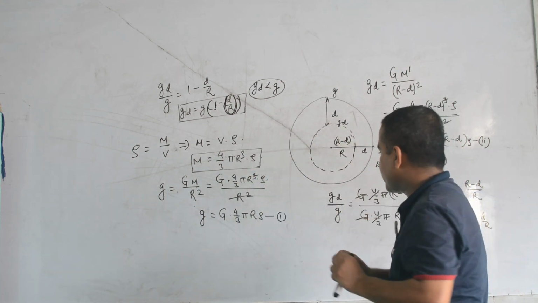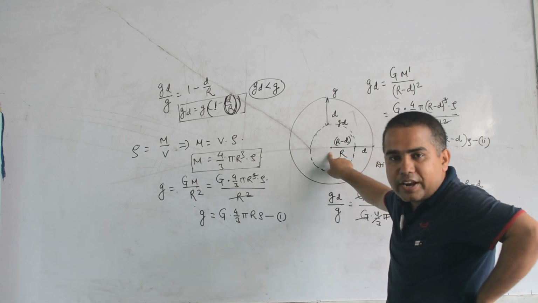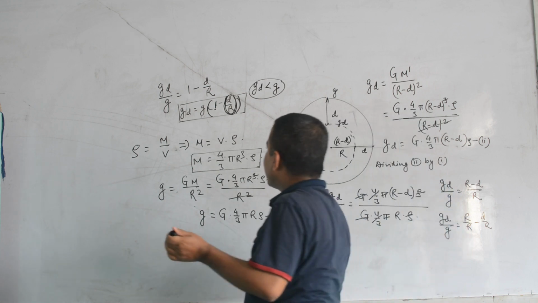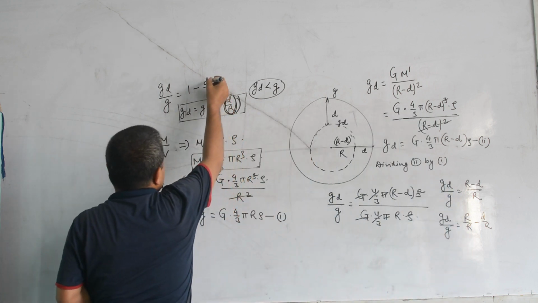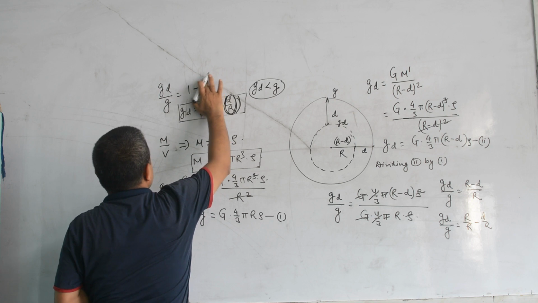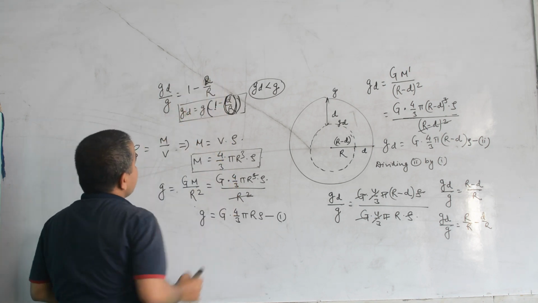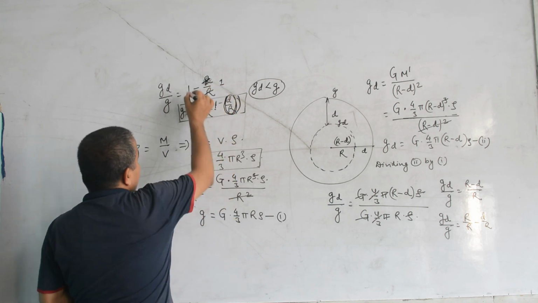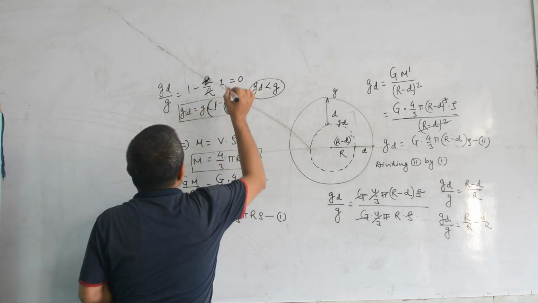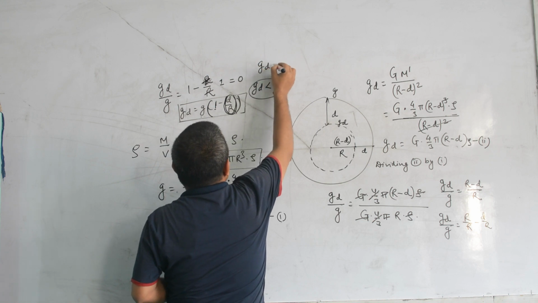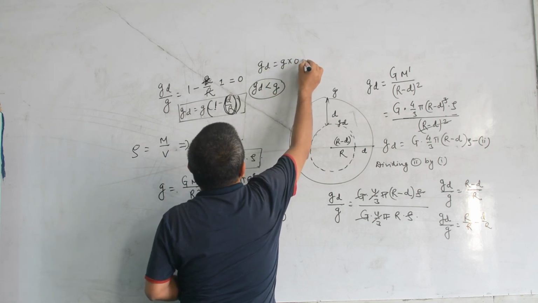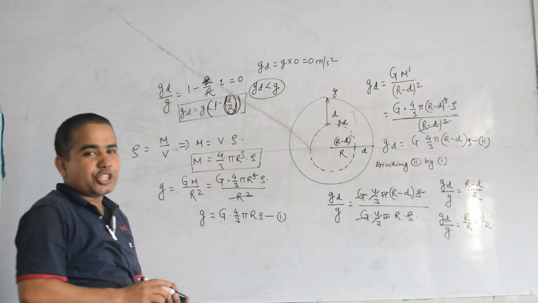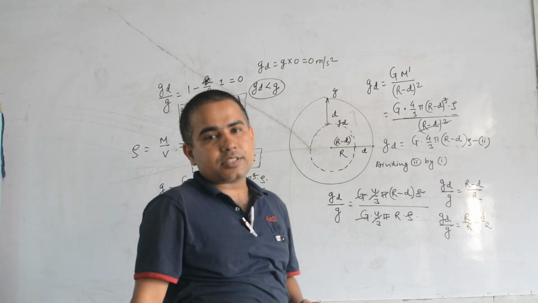So a question arises, what is the value of acceleration due to gravity at the center of the earth? If you reach the center of the earth, then from this relation you can see your depth will be equal to radius. So when your depth is equal to radius, r over r will be 1, 1 minus 1 will be 0. So gd is equal to g into 0, which is 0 meter per second square. It means acceleration due to gravity at the center of the earth is 0.